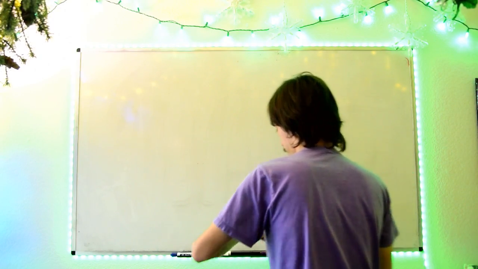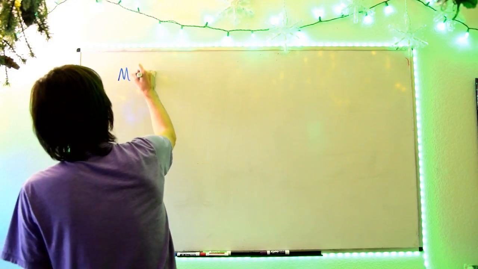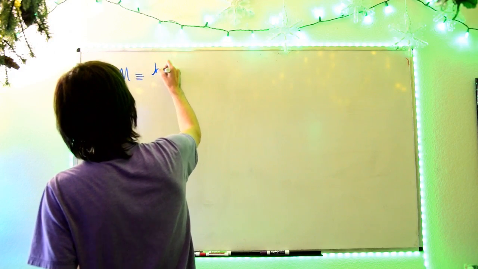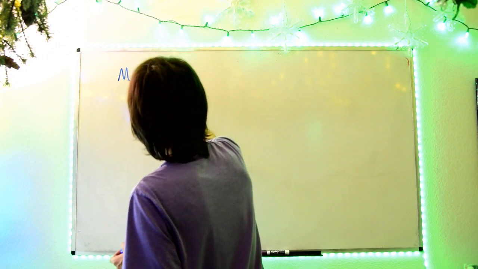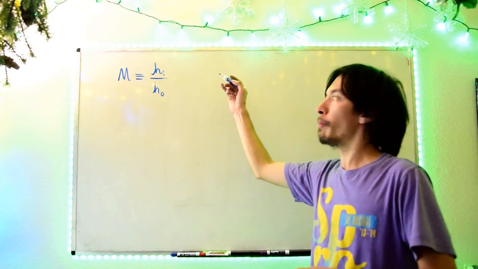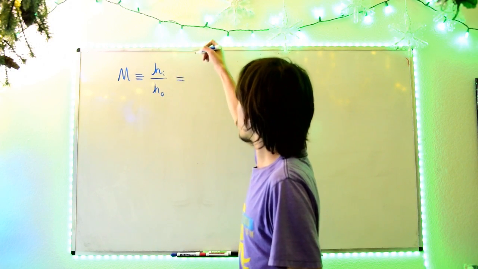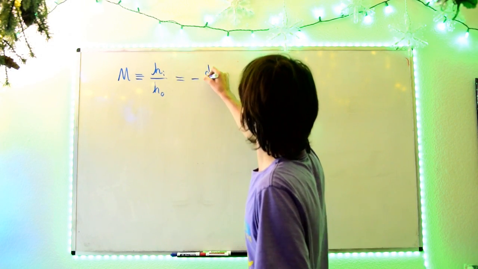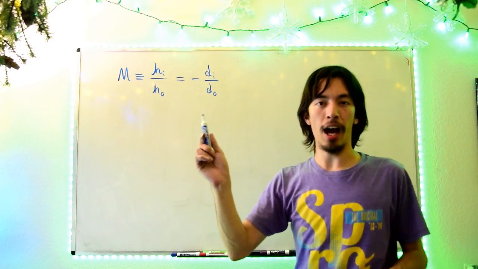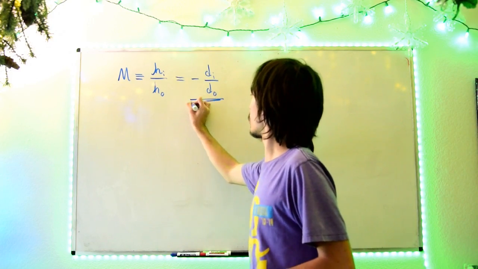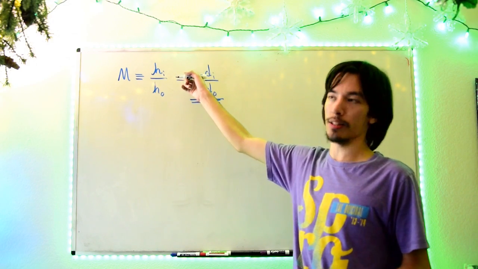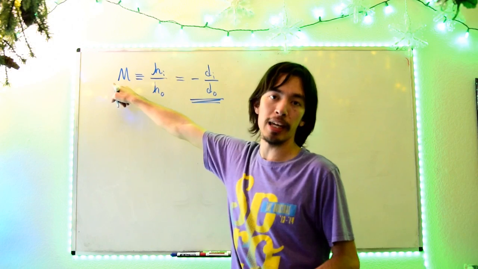Okay, so the magnification, there are 2 ways to write it. The definition of the magnification is how big or how tall is your image compared to how big or tall is your object. That's just the definition, but you can also equivalently say it's negative image distance divided by object distance. In this case, I am going to use this part of it because I want to solve for my image distance based off of my object distance, knowing the magnification.